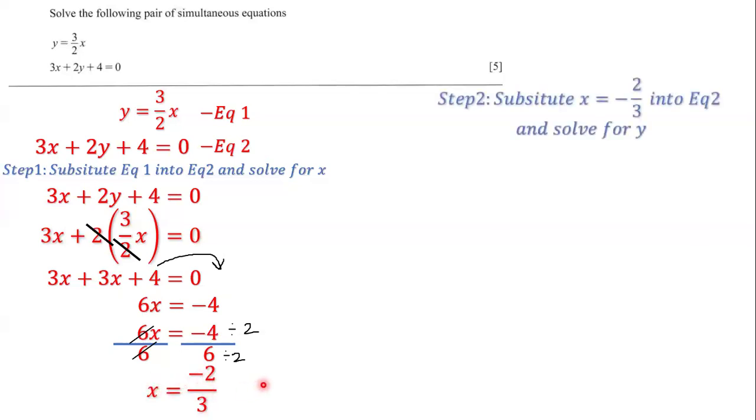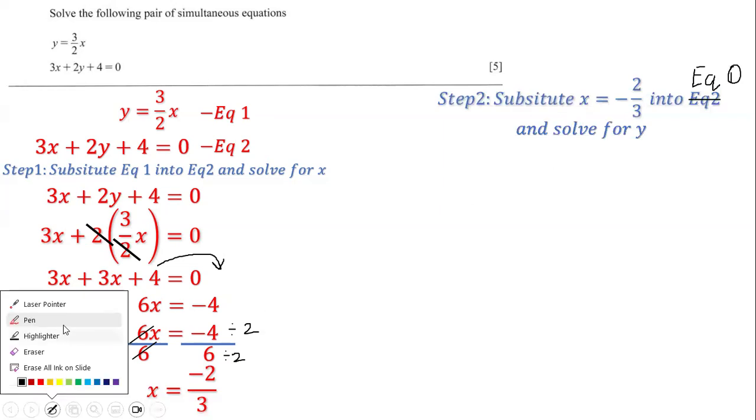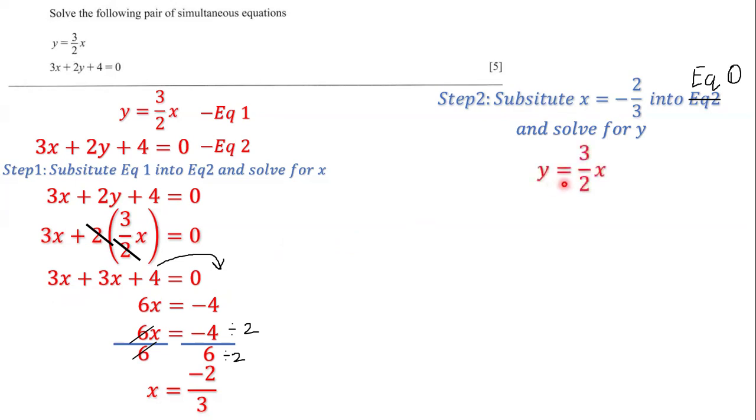Now we need to figure out what y is. To find the value of y, we're going to take x, which is equal to -2/3, and substitute it into equation 1, not equation 2. I know I said earlier that I substituted into equation 2, but no, we're going to substitute it into equation 1, and then solve for y. So we have y is equal to 3/2x.